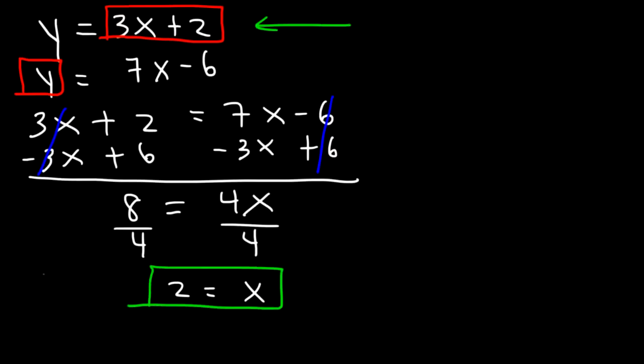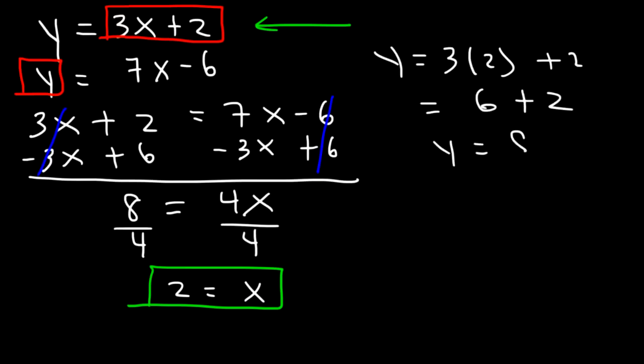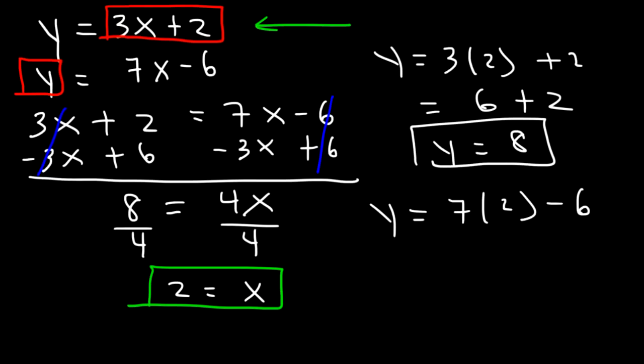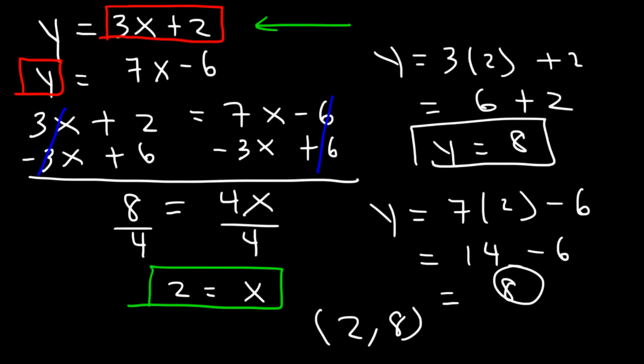Now, let's plug it into the first equation. You can also plug it into the second equation. 3 times 2 plus 2. 3 times 2 is 6. 6 plus 2 is 8. If you plug it into the second equation, it's going to be 7 times 2 minus 6. 7 times 2 is 14. 14 minus 6 is 8. So you get the same answer. So y equals 8. So the answer is 2, 8 as an ordered pair. That's the solution to the equation.